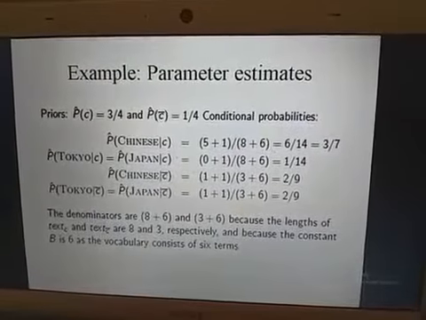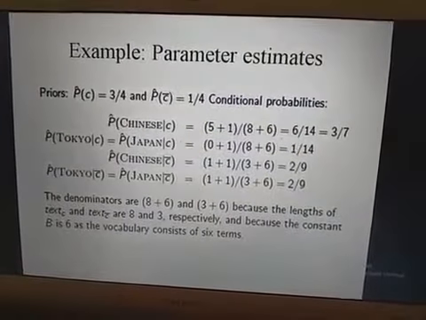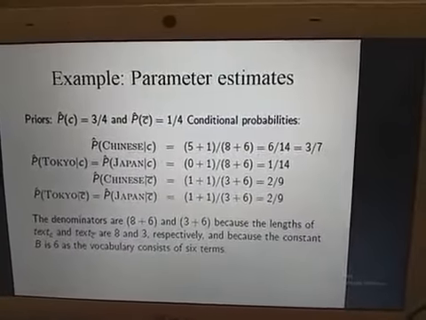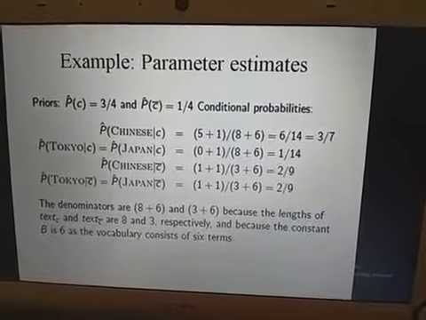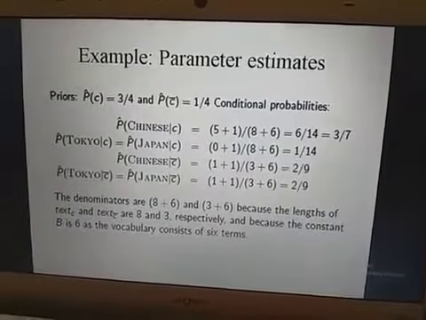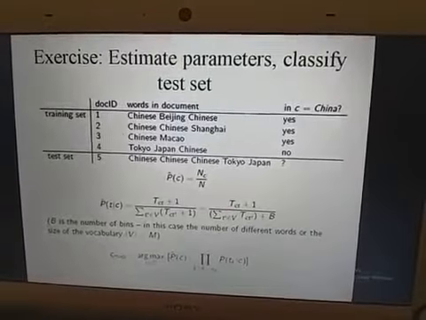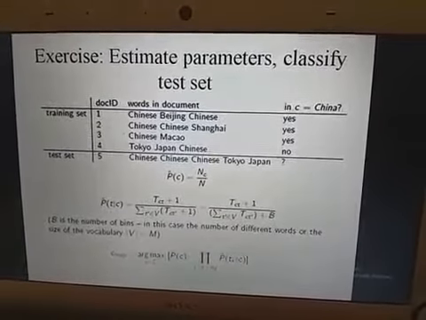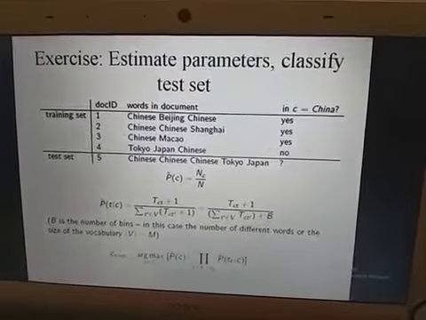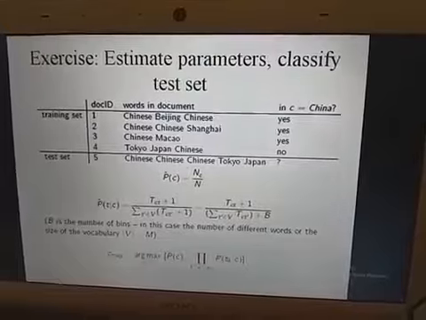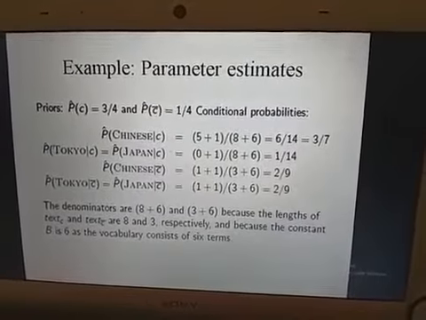Tokyo and Japan. So the denominator is 8 plus 6, and 0 belongs because the lengths of the text of class C and class C not are 8 and 3 respectively, and because the constant B equals 6, as the vocabulary consists of 6 terms. Yes, 6 different terms are present: Chinese, Beijing, Shanghai, Macau, Japan and Tokyo. These 6 distinct terms are present, that's why B is always considered 6 here.